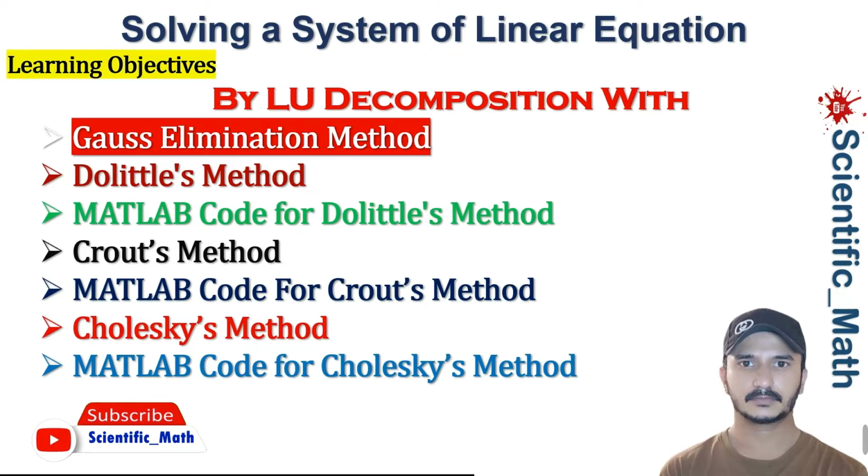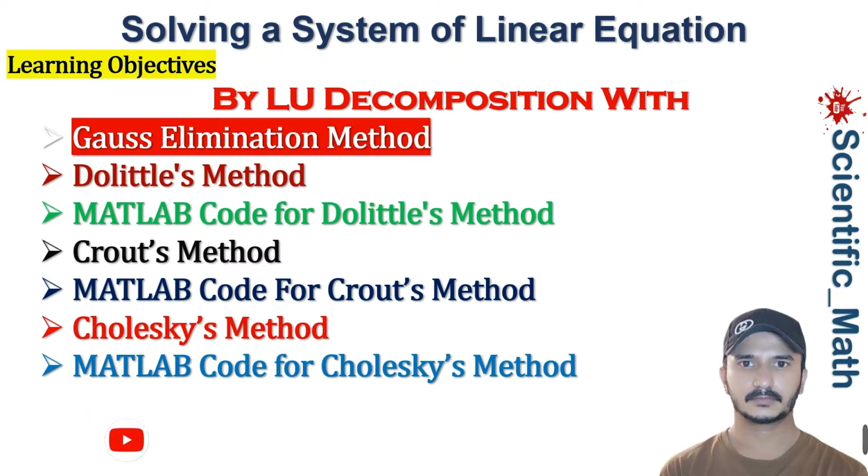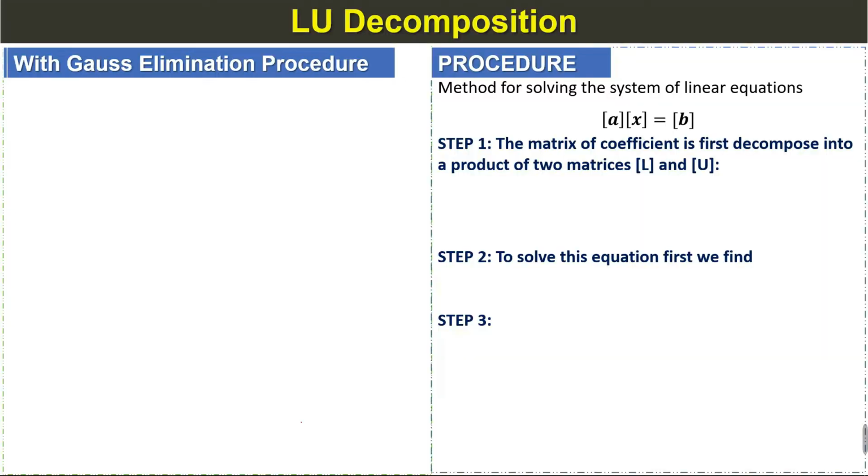We are solving a system of linear equations by LU decomposition with the Gauss elimination method. In an earlier lecture, we discussed what LU decomposition is, its applications, and the procedure for decomposing the coefficient matrix into a lower triangular matrix and an upper triangular matrix. In this lecture, we apply the Gauss elimination method to decompose the coefficient matrix into a lower triangular matrix and an upper triangular matrix. LU decomposition with Gauss elimination procedure.